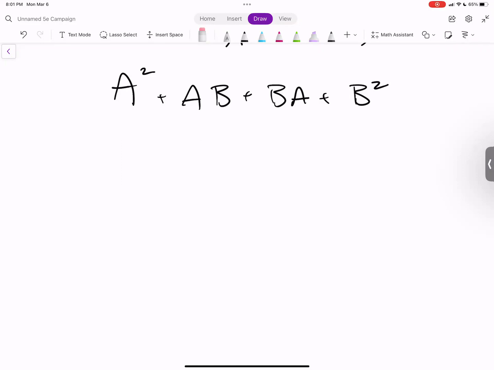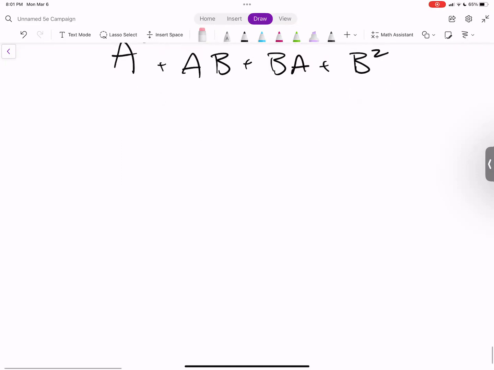There was a question where it said A plus B, the whole thing inverse, equals A inverse plus B inverse. That's false. Is there a reason? Multiplication and addition are not inverses of themselves. Okay, that's just a little sidebar.